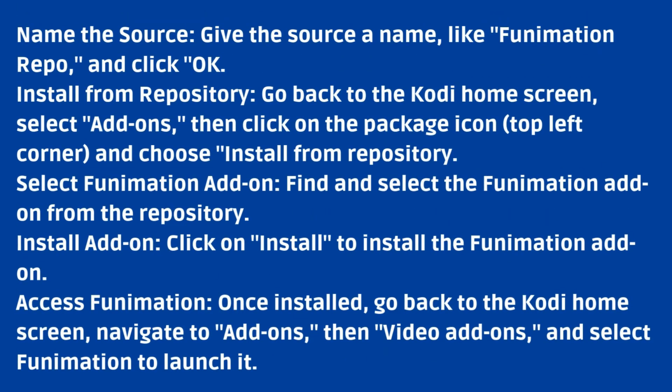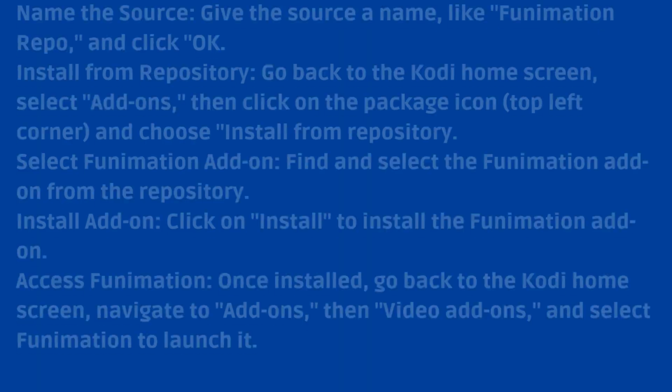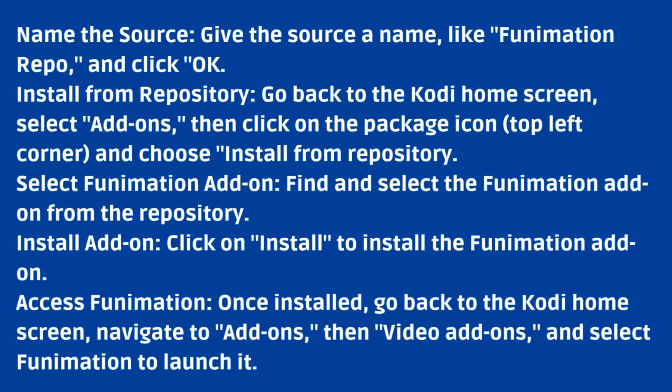Install from repository. Go back to the Kodi home screen, select Add-ons, then click on the package icon top left corner, and choose Install from repository. Select Funimation add-on. Find and select the Funimation add-on from the repository. Install add-on. Click on Install to install the Funimation add-on.